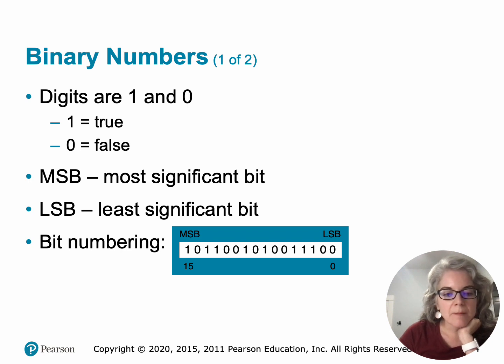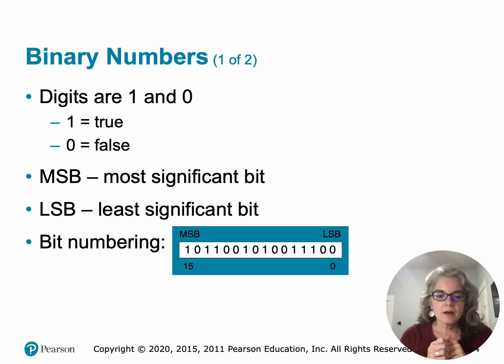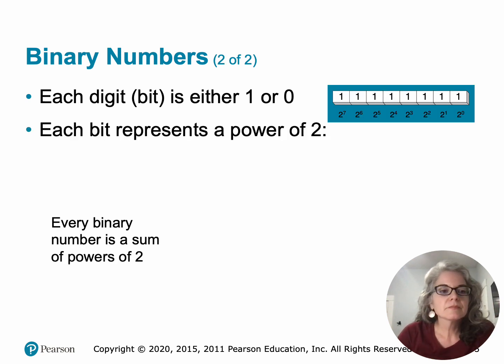We'll also look at how we number the bits. When we are numbering the bits, we don't start with 1, we start with 0. So this is 0, 1, 2, 3, 4, 5, 6, all the way to 15. So there are 16 bits in this particular binary number. Again, each digit or bit is either a 1 or a 0. Each bit represents a power of 2, so each binary number is a sum of powers of 2.